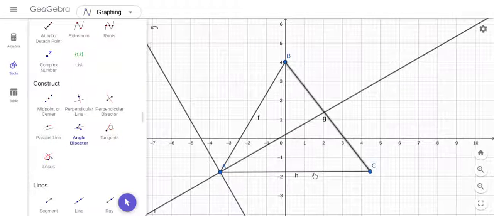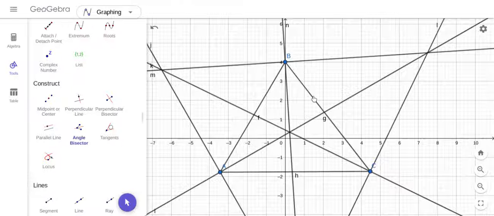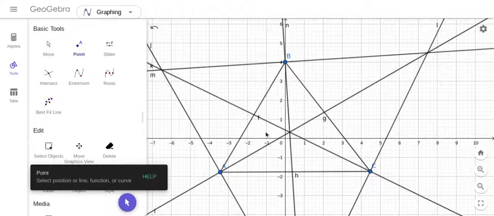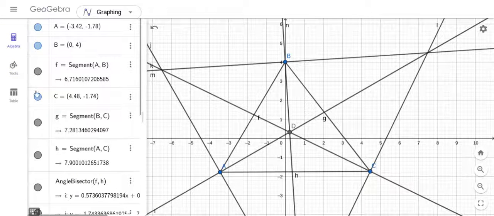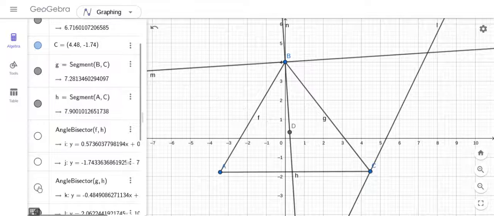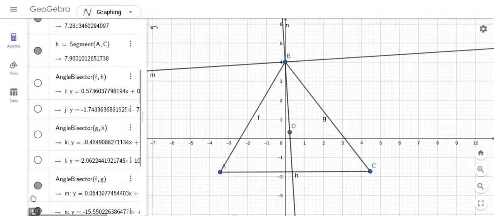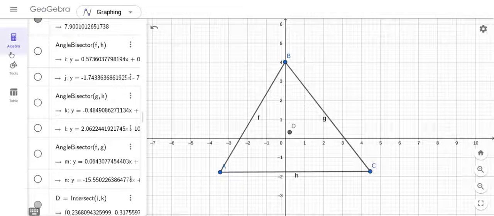Let me try with the rest of the angles, and even in this case all the three angle bisectors meet at a single point. Let's define this point on the screen. That's my point D. Let me quickly go to the algebra tool and hide these angle bisectors to make it a little less cluttered. There you go. And that's my point right there.